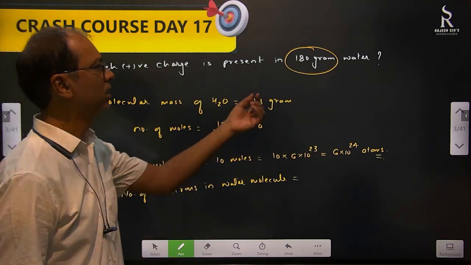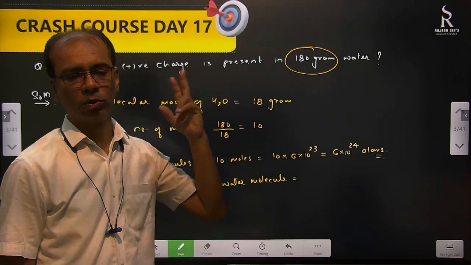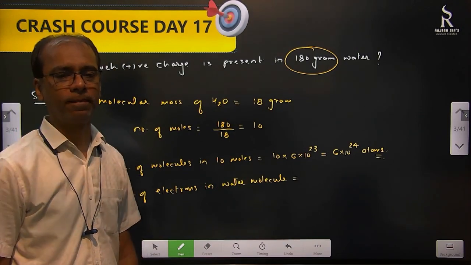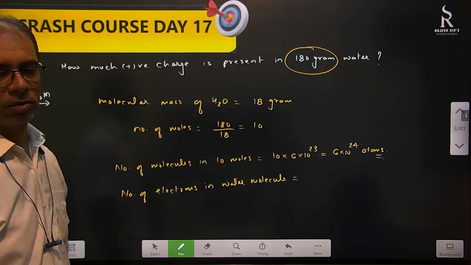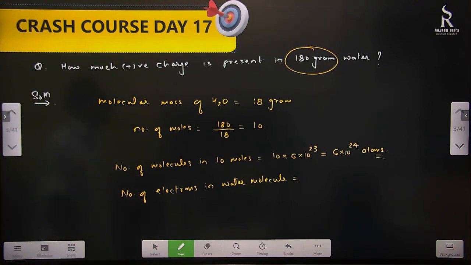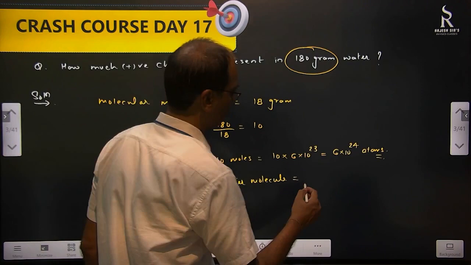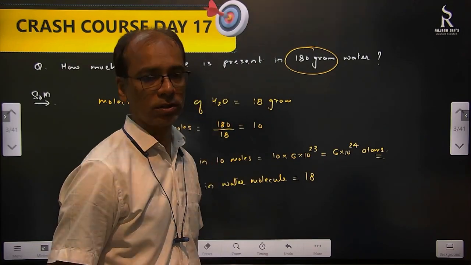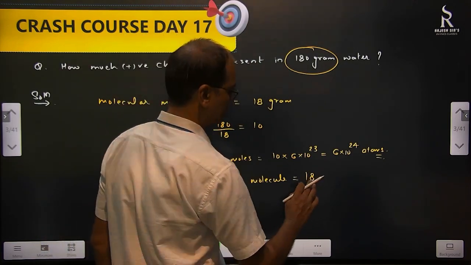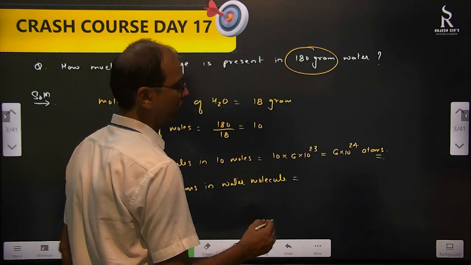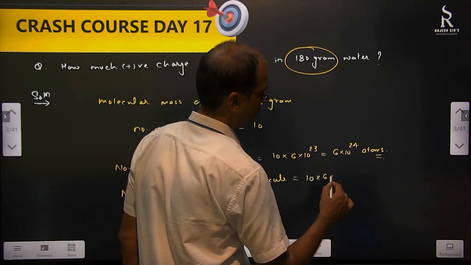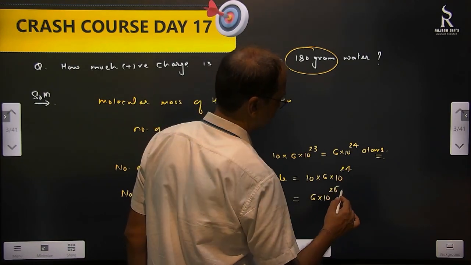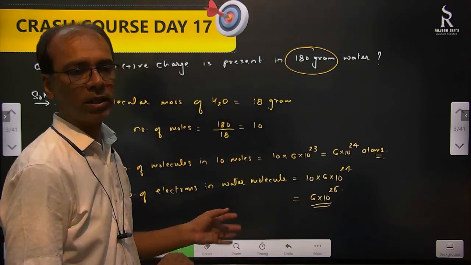Come on, tell me. In hydrogen, 2 hydrogens are there, so 2 electrons. How many electrons are there in oxygen? No one is helping me. In oxygen, it is 8 electrons. So H2O means 10. 10 into 6 into 10 to the power 24, so the total number of electrons will be 6 into 10 to the power 25. If that many are electrons, that many will be protons also.